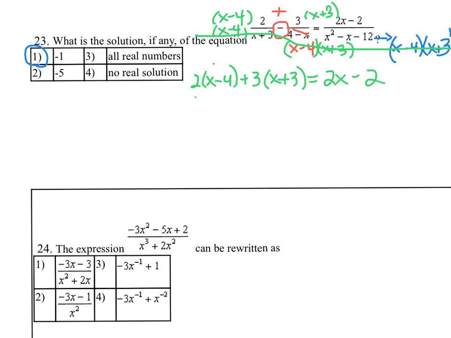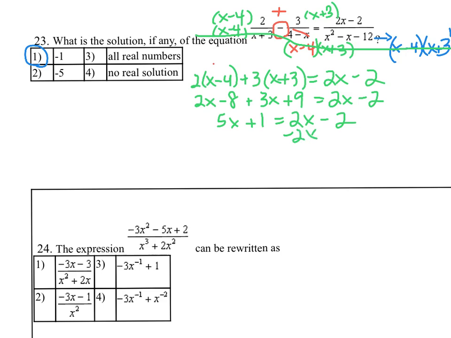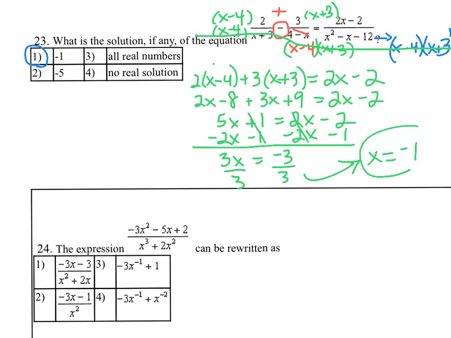All right, so let's just distribute. So I get 2x minus 8 plus 3x plus 9 equals 2x minus 2. So let's add like terms. I get 5x plus 1 equals 2x minus 2. I'm going to subtract the 2x over. And you know what? While I'm at it, let's subtract the 1 over as well. So those guys will cross out. So I'll get 3x equals negative 3. And if I divide everything by 3, I'll see that I get x equals negative 1. So there's the algebraic way.